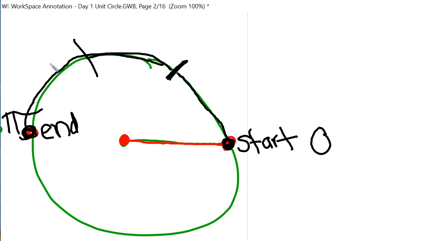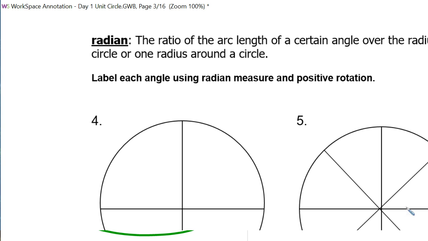Now we are going to write down the formal definition. Here's the formal definition you need to write down. The definition for a radian is the ratio of the arc length. When you're talking about the arc length, you're talking about the part that's being intersected by your angle. So the arc length is just the distance around the circle. So the ratio of the arc length of a certain angle over the radius of the circle, or one radius around the circle. So a radian is measuring with respect to the radius.